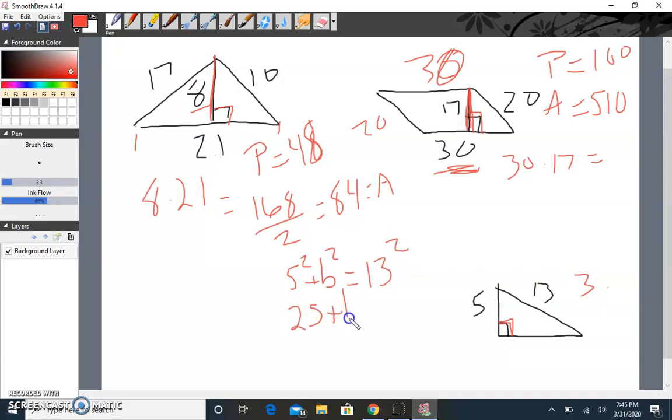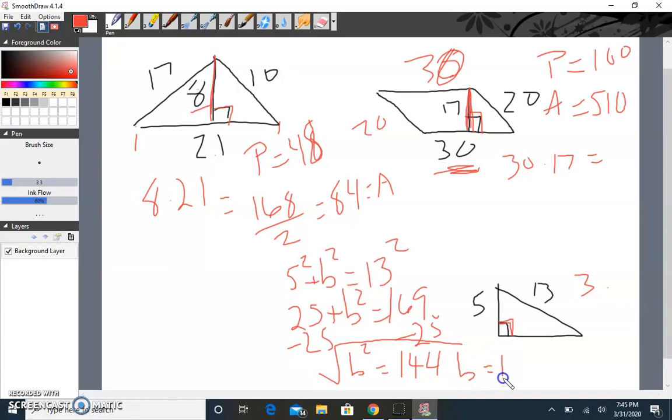So we figure it out. 25 plus b squared equals 169. Subtract 25 from both sides because now we're just following our normal equation rules. So b squared equals 169 minus 25, which is 144. But we don't have b by itself because it's b squared. We will square root both sides, and the square root of 144 is 12. So our bottom is 12.